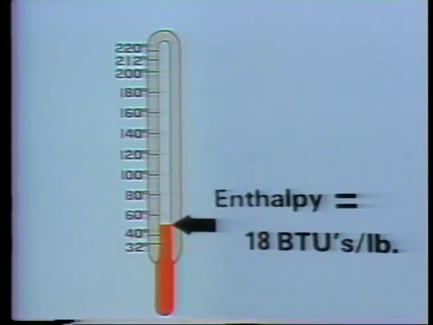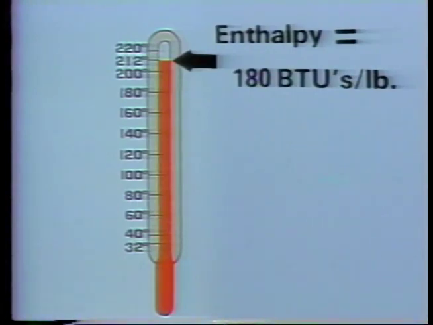So, the enthalpy of water at 50 degrees Fahrenheit would be about 18 BTUs per pound, and at 212 degrees Fahrenheit, enthalpy is about 180 BTUs per pound. Okay, you now have a general knowledge of 5 properties of water: pressure, temperature, specific heat, specific volume, and enthalpy.